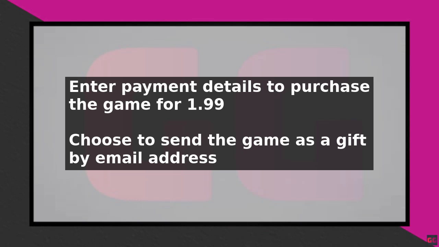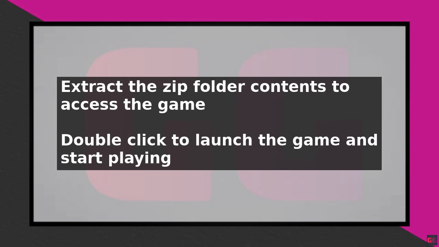Next, enter your email address to receive payment information. Then proceed to pay using PayPal. Once the payment is complete, you can download the game to a zip folder on your computer. To access the game, right-click on the zip folder and extract its contents. Open the extracted folder, locate the game, and double-click to launch it, allowing you to start playing.